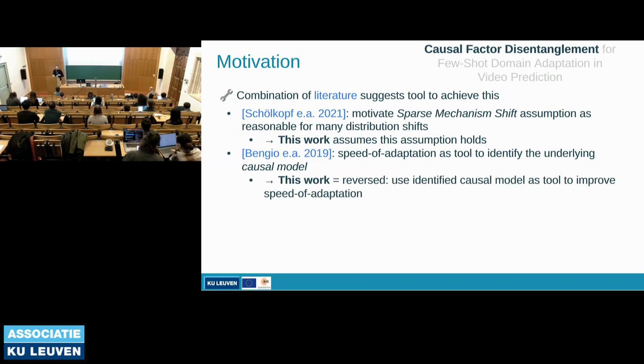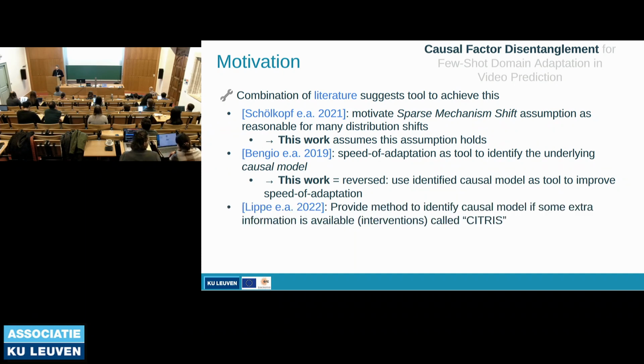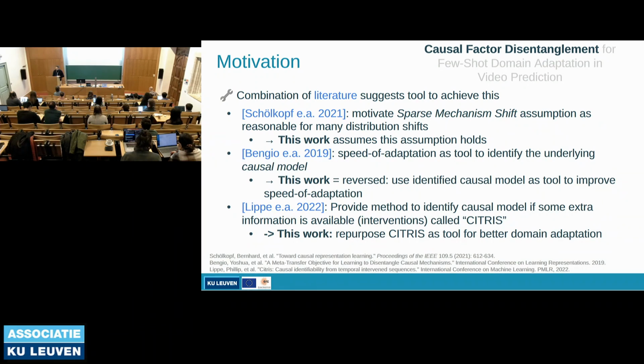And so we try to kind of reverse it. We try to use another way of identifying the correct variables as a tool to then improve speed of adaptation. And this final method is something that does that for us, that can identify the causal model. It needs some additional assumptions, so that's a bit of a limitation, I guess. But so we try to then repurpose it for our goals of domain adaptation.